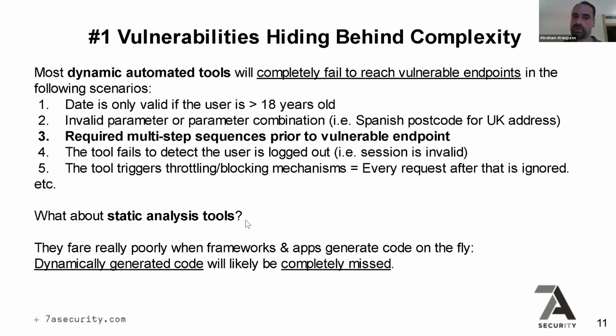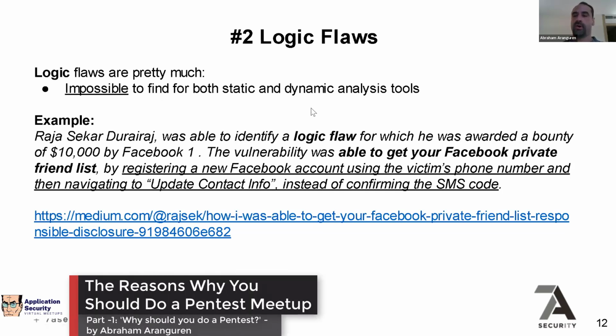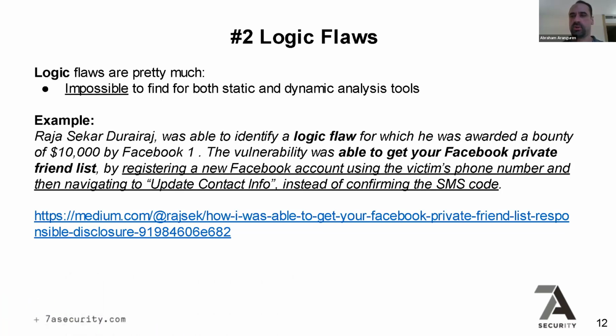So these are some of the shortcomings of automated tools, and this is why you also need a layer of manual testing. Another example is logic flaws. Logic flaws are pretty much impossible to find for both static and dynamic analysis tools because they are a flaw in the logic. This is going to depend on the business, and it will vary depending on the application, so you cannot really automate this very well.